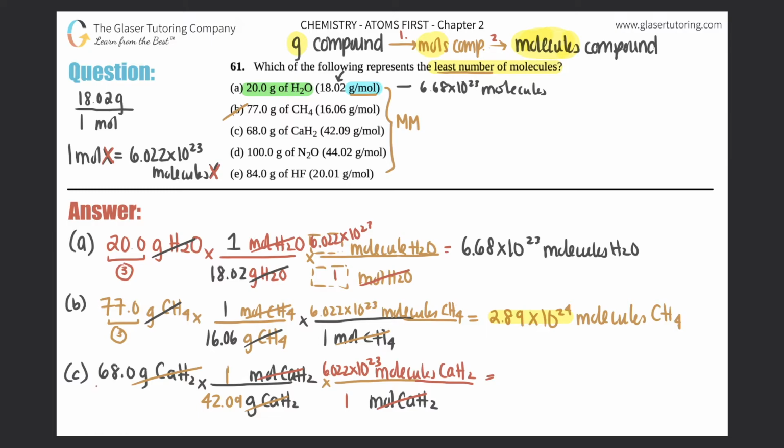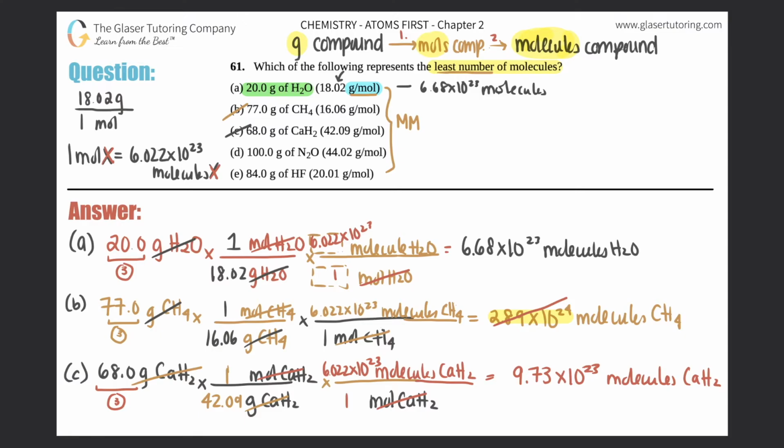We still need 3 sig figs. So 9.73 times 10 to the 23rd molecules of CaH2. This one we said already before was out, right? So let's just look between A and C. We still want the least number. They have the same exponent, but this 6.68 is less than 9.73. So A would still be in the running, and C would be out because that's greater out of the two of them.